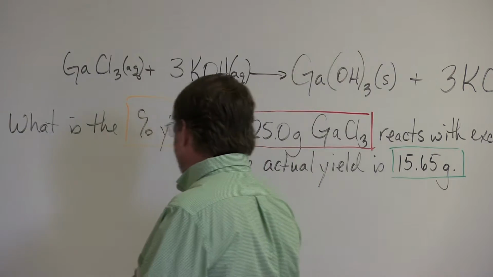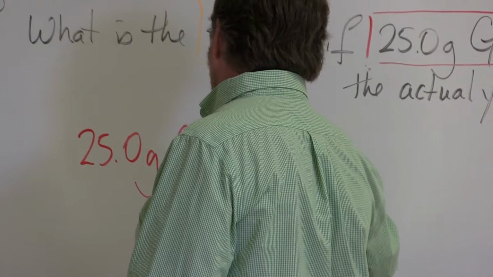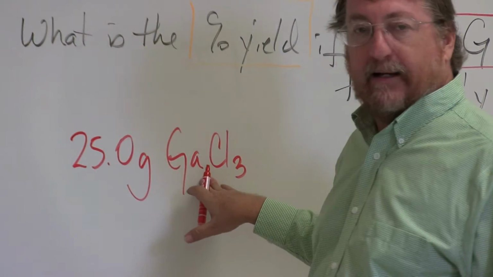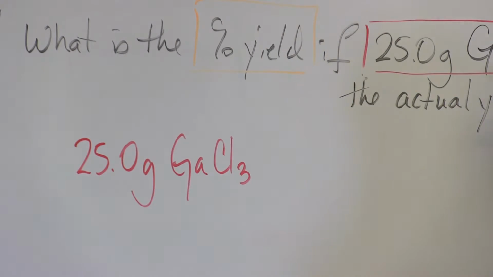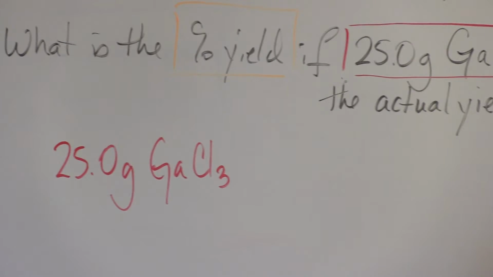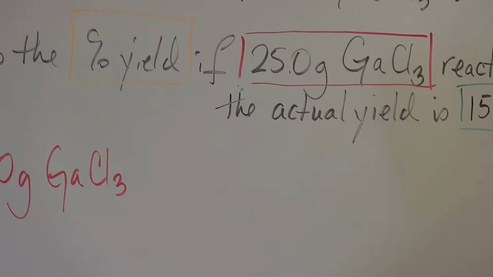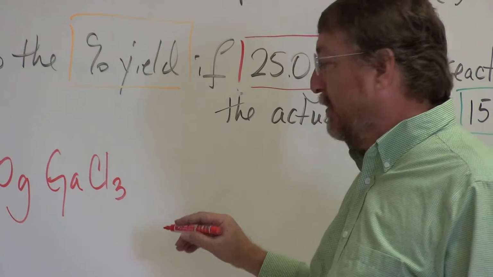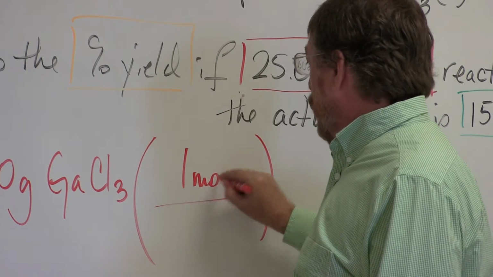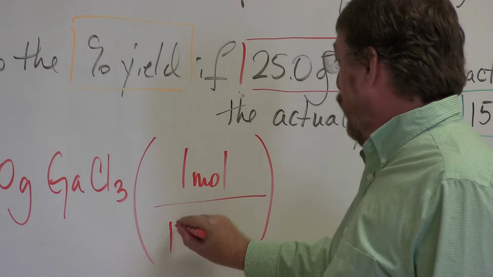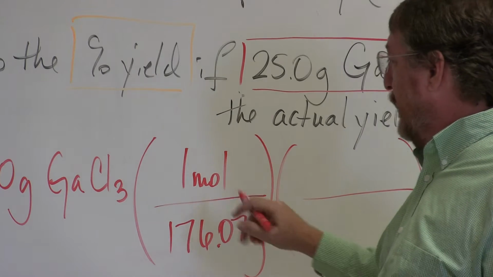Let's do that calculation. We've got 25 grams of gallium chloride. So our A is gallium chloride. It's what we have, known quantity. Our B is going to be gallium hydroxide, what we're trying to find. And we don't have a statement here in gallium hydroxide, but that's what we're trying to find. So we're going to go through 1 mole is going to be 176.07 grams. That's going to convert our gallium chloride into moles.